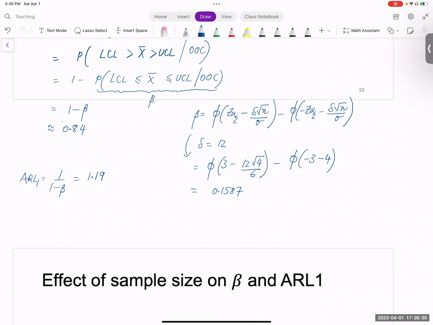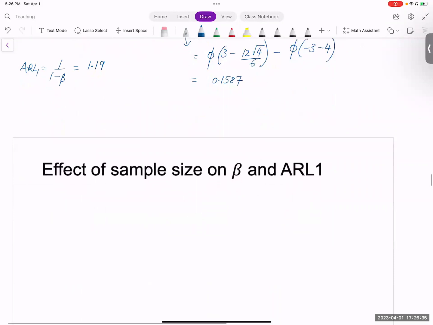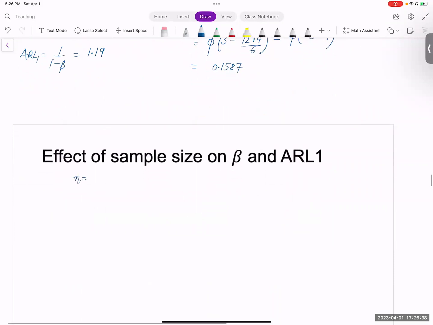Now, what I want to do here quickly is change the value of n. Right now, we just saw that n equals 4, delta equals 12. This leads to a beta of 0.1587. I want to see what happens when n is equal to 9. Now I've increased my sample size. For example, in terms of Apple Pencil, instead of taking 4 measurements on one Apple Pencil, I'm going to be making 9 measurements on every single Apple Pencil.